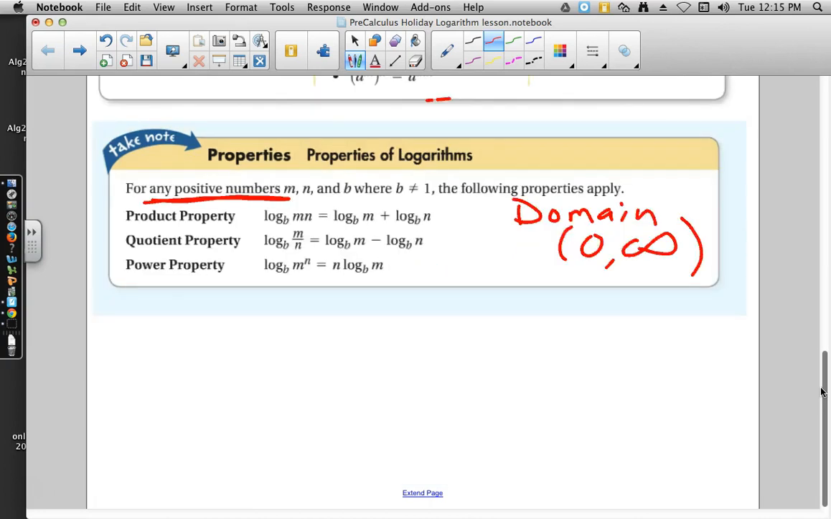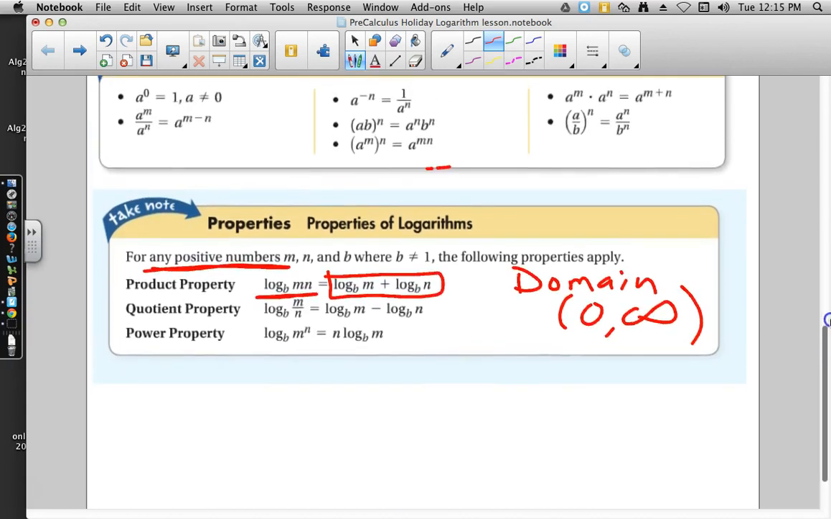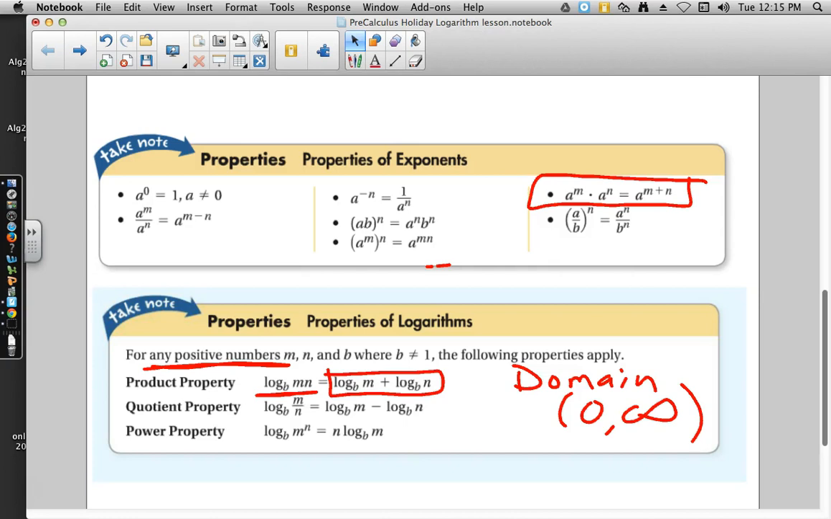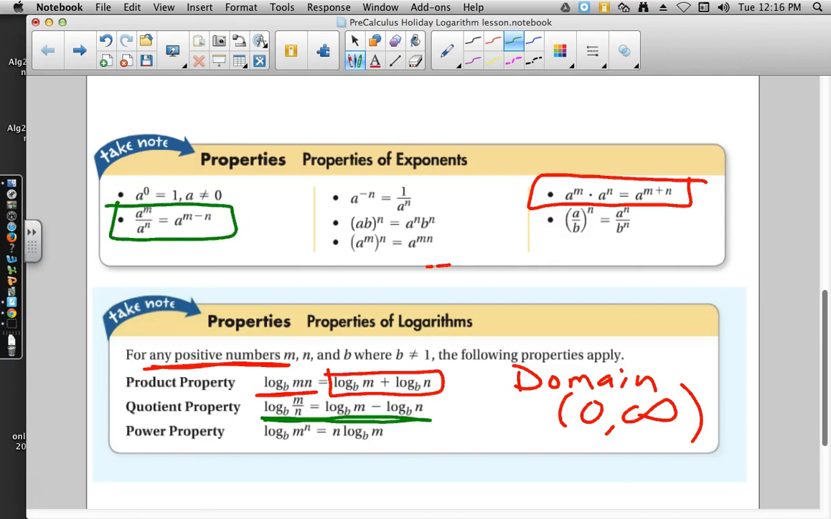The product property says if you want to multiply, you really need to add. And if you think about exponents, that's exactly what we were doing right here. If we want to multiply, we add. Now, the quotient property says if you need to divide, you should be subtracting. All right? Divide, subtract. They follow those same properties.